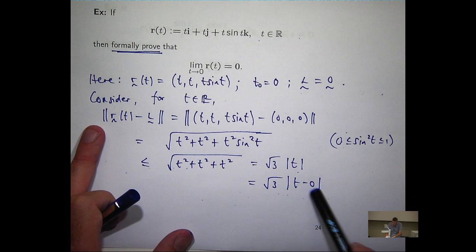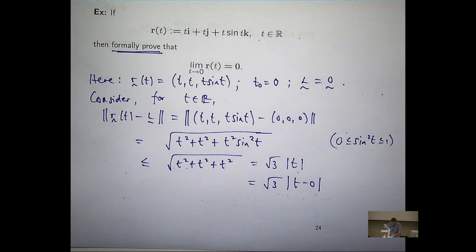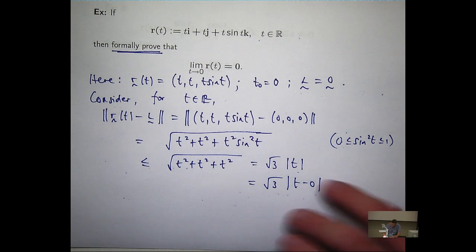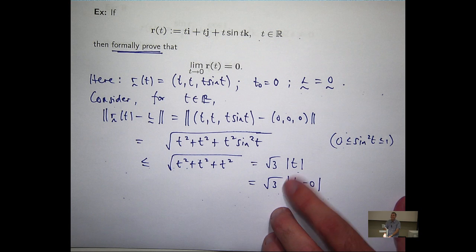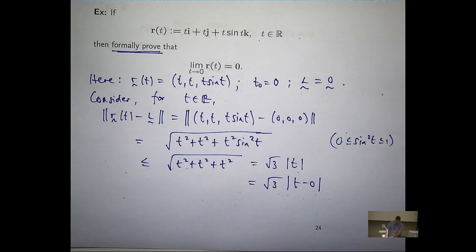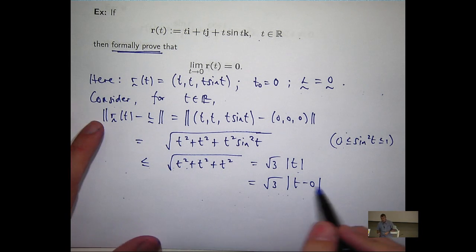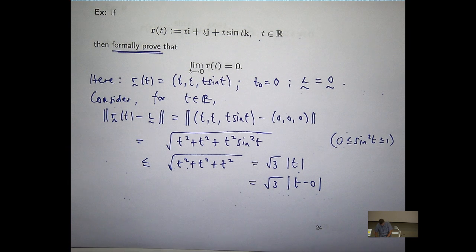Now, how can I make this whole thing strictly less than any given epsilon? Well, all I need to do is make this small enough. Anybody know how small? Almost. Epsilon on root 3, that's it. So let me just repeat that. I want to make this smaller than any given number epsilon, right?